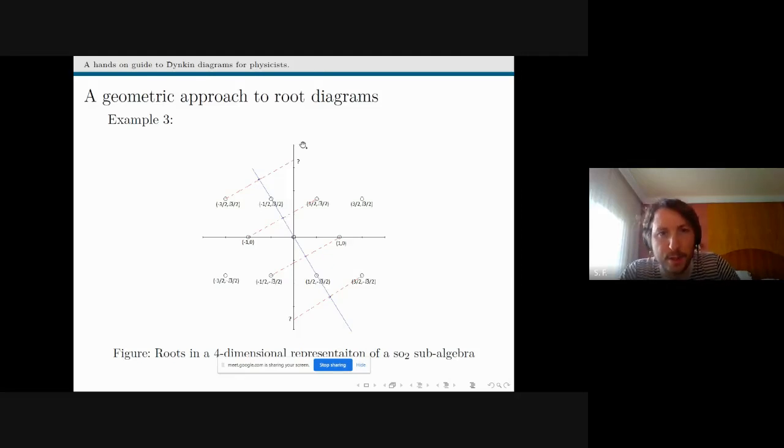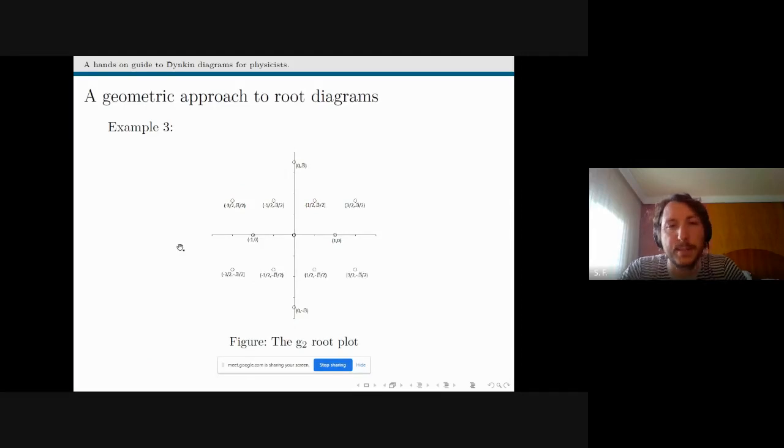And so what you can do is try adding in another root to form this into a four-dimensional representation underneath the SU2 subalgebra. In fact, this makes up a consistent root diagram. You can go ahead and check for yourself. This is a consistent root diagram, and so this corresponds to a rank 2, 14-dimensional Lie algebra, and this is the G2 root plot.